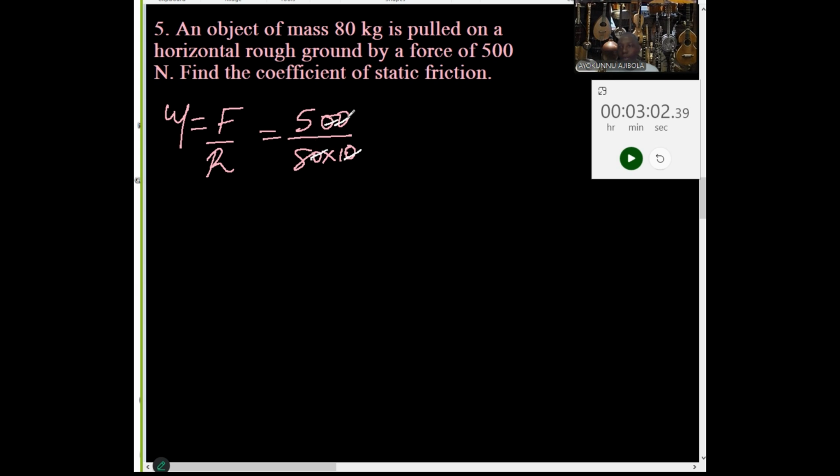0, 0, 0, 0. So you have 5 over 8. So what is 5 over 8? What do you get? So 0.625. Yeah, so what's the unit? No unit. That's great. And that is where we'll be rounding up for today, okay?